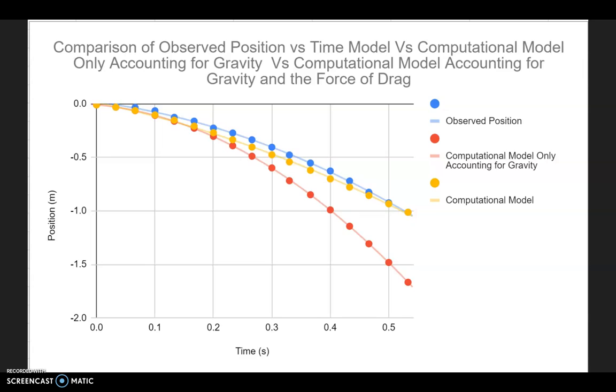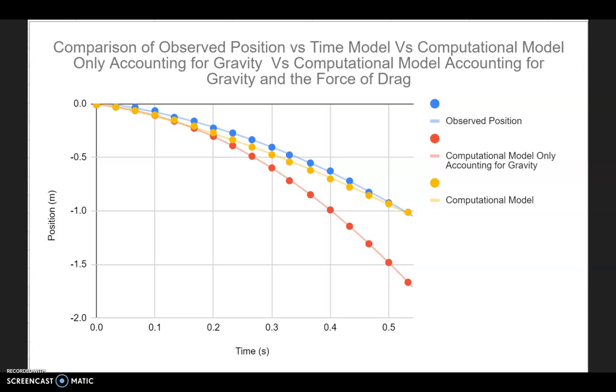All three models started close together, but the model that only accounted for the force of gravity quickly deviated, and predicted that the cup fell further than it actually did in the same amount of time. This makes sense, since this model did not have any force acting against the force of gravity to slow the cup down, and as such, it was constantly accelerating. The observed model and the model that accounted for both the force of drag and the force of gravity deviated slightly in the middle of this time section, but then came back together near the end.